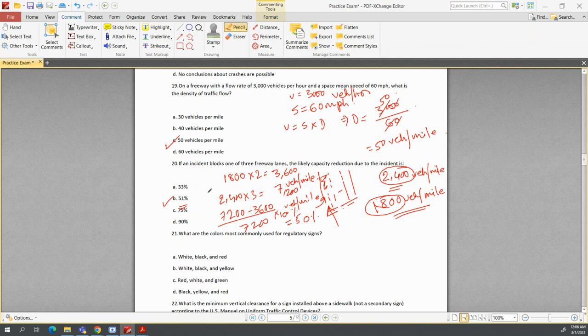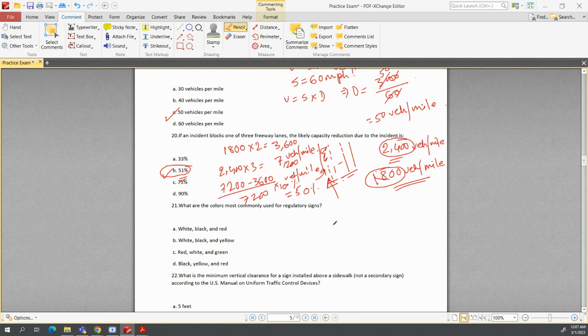Basically, you need to remember these things, right? You need to remember that if there are three lanes and one lane gets blocked, the likely capacity reduction due to this incident is 51%. But I just wanted to show you the background of why it's around that number. Okay.